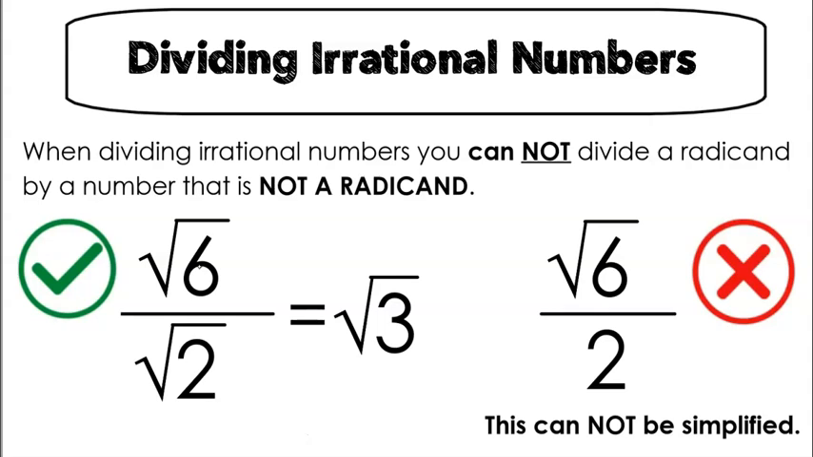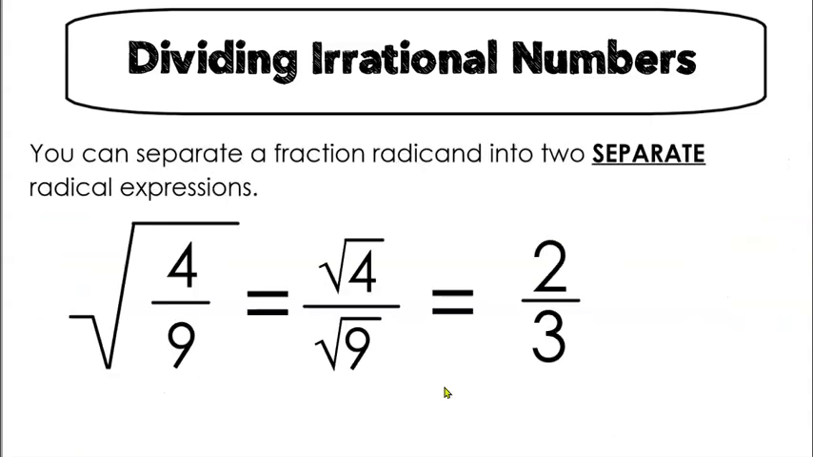So we can divide the square root of 6 by the square root of 2 to get the square root of 3. However, in the example on the right, the numerator has a radicand of 6, but the denominator is not. It's an integer. The square root of 6 cannot be divided by 2. Even though 6 is divisible by 2, the 6 is part of a radical expression. Therefore, they cannot be simplified.